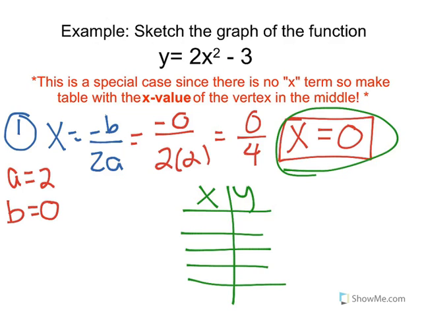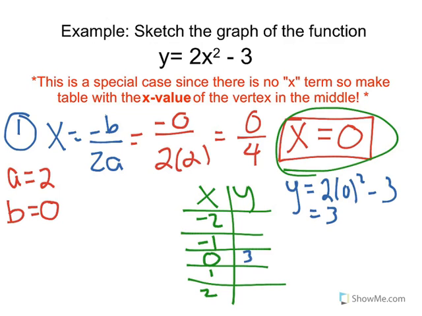So we're going to put our x value of 0 in the middle of the table. And then we're going to go up two numbers and down two numbers. So I go down to negative 1, negative 2, and I go up to 1, 2. So we're going to substitute those values into our function. You can use your calculator. Just make sure that you are using your calculator and having it typed in exactly how it looks. So this will become 2 times 0 squared minus 3. So when x is 0, y is going to be 3. So that can go into our table.